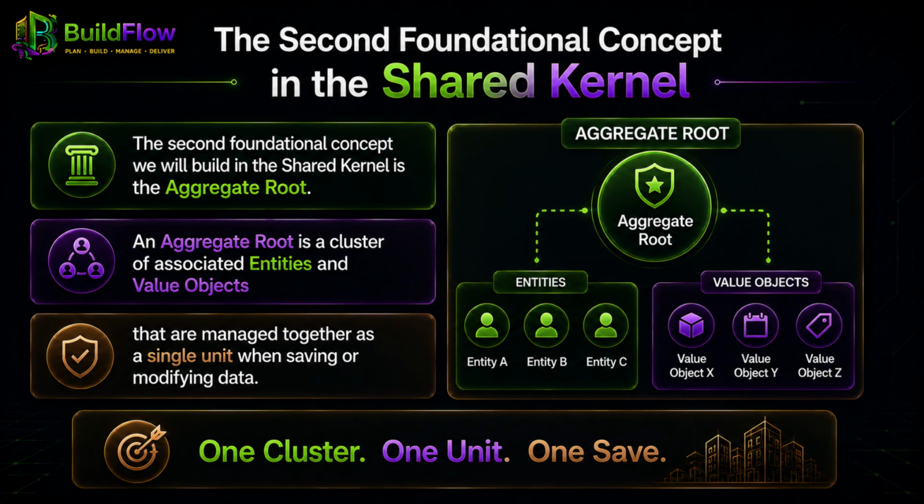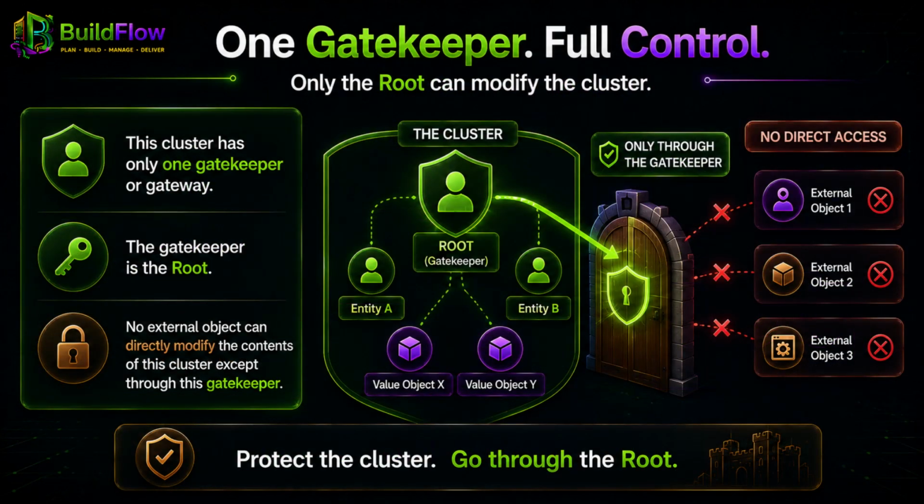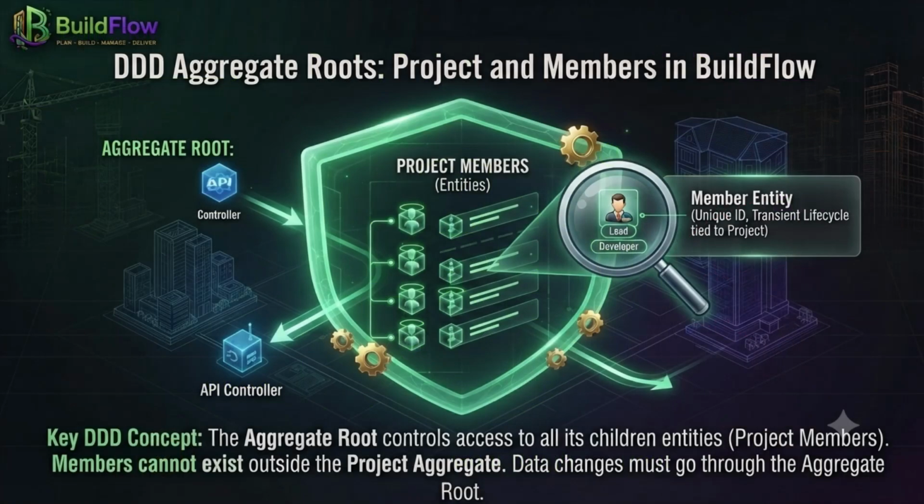An aggregate root is a cluster of associated entity and value objects that are managed together as a single unit when saving or modifying data. Most importantly, the cluster has only one gatekeeper or gateway, which is the root. No external object can directly modify the contents of this cluster except through this gatekeeper. Let's see how this applies in BuildFlow.